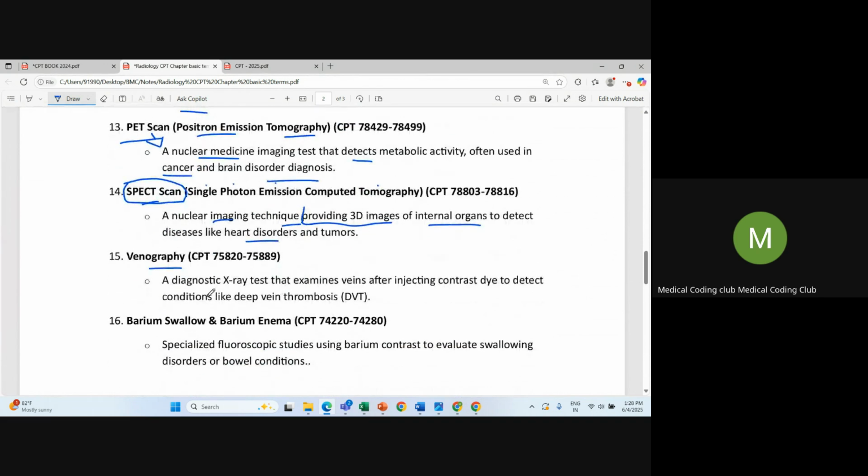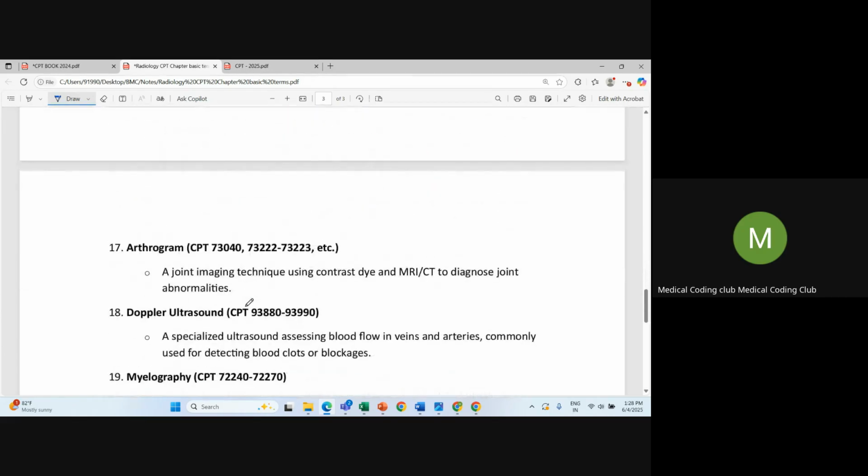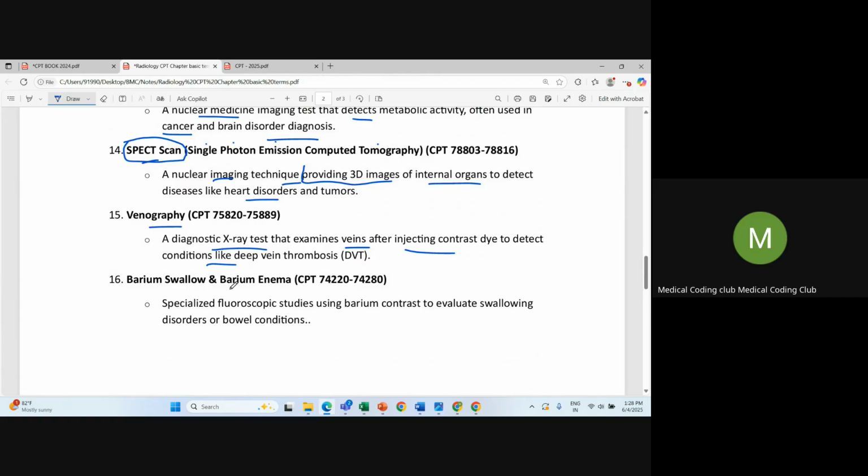Next, venography. Again it's a diagnostic X-ray test that examines the veins after injecting the contrast dye to detect conditions like deep vein thrombosis. Next you have barium swallow. Utilizing an imaging technique, they swallow this barium to enhance visibility and to examine bowel conditions, like anything related to the esophagus or swallowing disorders. For that they use this barium, and barium enema.